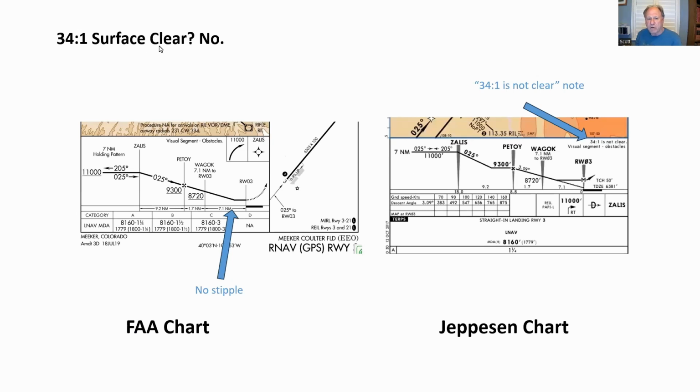If the 34-to-1 surface is not clear, then obviously there's no stipple on an FAA chart. And you'll have an actual note published on the Jeppesen chart here with this blue arrow on the right side: 34-to-1 is not clear. So if you ever wondered why they say that on an approach chart, that's why. On an FAA chart, it's not published in a note. It's just published because there's no stipple. On a Jeppesen chart, they make it clear 34-to-1 is not clear.